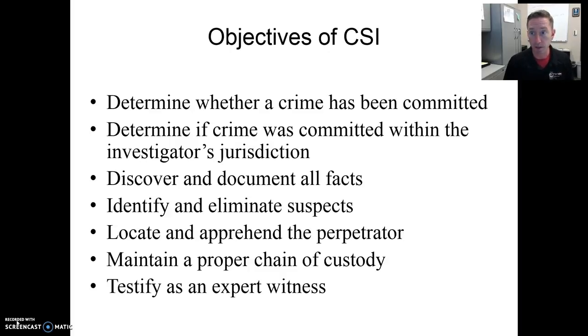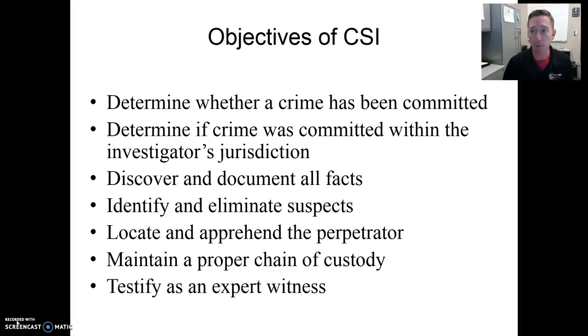Then we want to discover and document all the facts. We'll talk about that quite a bit during the semester. Identify our suspects and potentially eliminate the suspects. So when we start talking about fingerprints and DNA, we found this at the crime scene. So we have all these fingerprints and this DNA at the crime scene, and we suspect that Bob Smith is our suspect, and we run all the fingerprints and DNA, and Bob Smith doesn't come back as a match to any of those. Well, maybe Bob Smith actually didn't do this. Maybe for whatever reason he was on our radar as a suspect. It wasn't a very good reason, so we can move on.